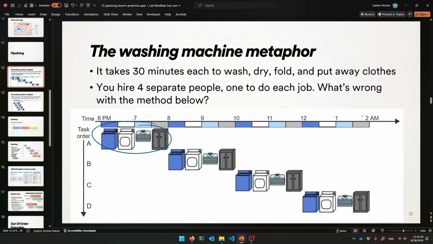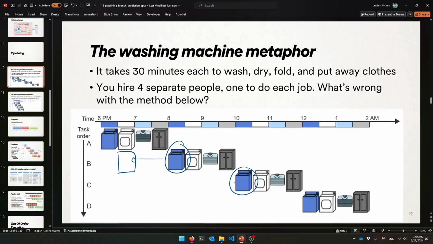What's wrong with this? Do you see it? This is a lot of just wasted time, isn't it? Because the second you're done with this washer, you could use it at 6:30. Yeah? So everything could be shifted that way. Do you see it? So that could be here. And then same for this guy.